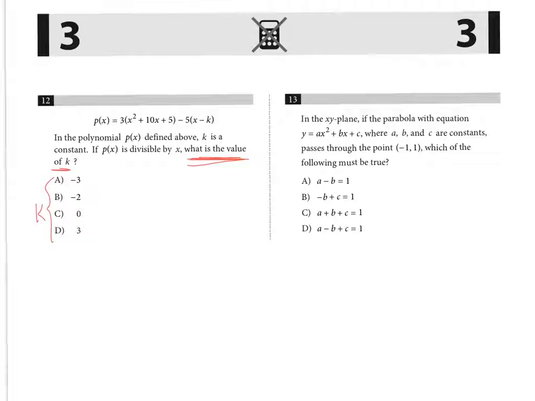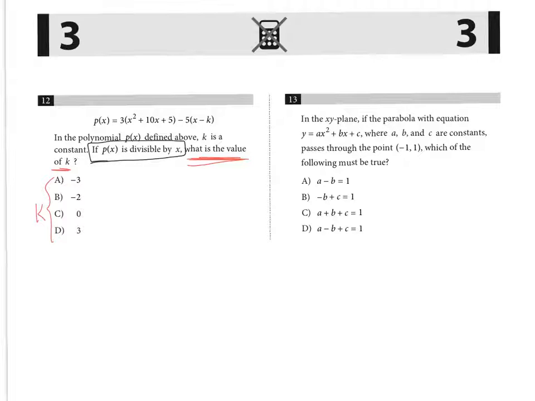So what we need to do for something like this is, first of all, number one, simplify the polynomial given. And once you simplify it, then go ahead and check to see if k is negative 3, k is negative 2, k is 0, k is 3, and find out which of these gives you a polynomial that is divisible by x. Okay, when something is divisible by something else, that means that the answer is just a whole number. You don't have fractions, okay? So you don't have remainders.